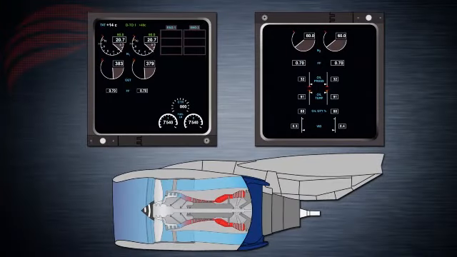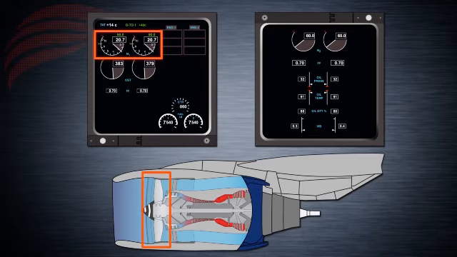Low pressure shaft speed, or N1, is an indication of the fan rotational RPM speed. It's expressed as a percentage of a maximum RPM. In other words, the power that the engine is producing. The N1 instrument has reference bugs and red lines to display operating limits.